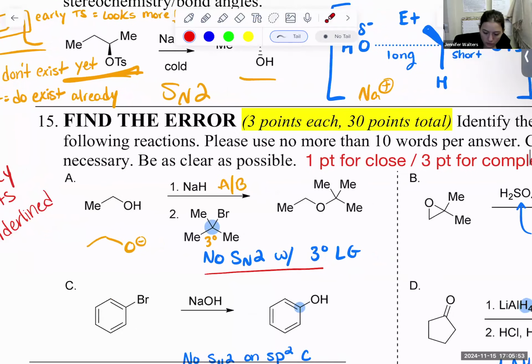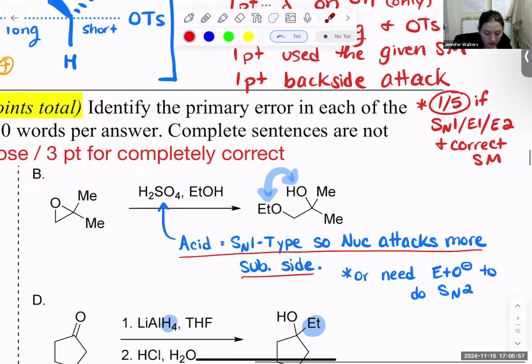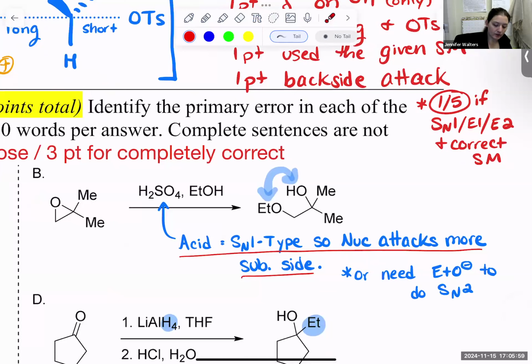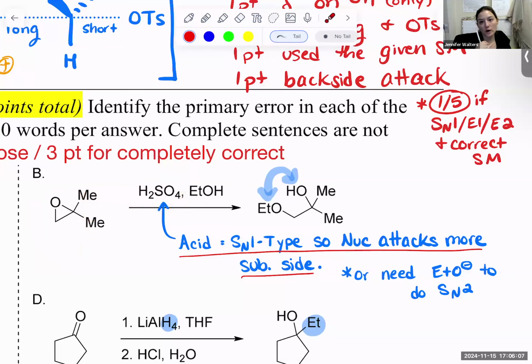For B, we'll go to the right. Looking at this, I see that I have sulfuric acid. Sulfuric acid, we've got to protonate something. We are doing our opening of our epoxides. That means we're going to need to pay attention to where our nucleophile adds, and it's either going to be an SN2 or an SN1 type. The fact that it's a strong acid told me SN1 type. So then that was saying that I needed to have my ethanol end up on the more substituted side because it was the SN1 type.